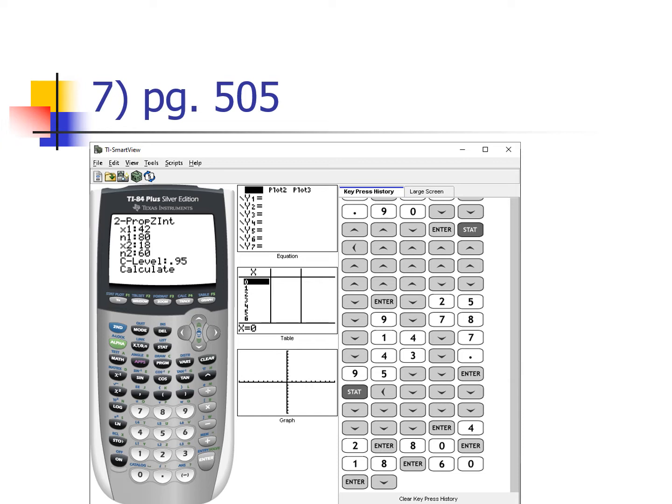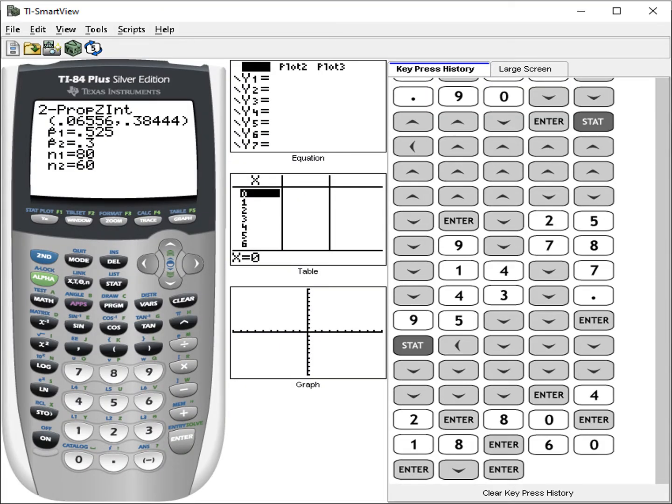So here I am filling in all the information. Not a whole lot to fill in for the proportions. x1 is the number of people that got cured on the first medicine. n1 is the total number of people that were given the medicine. x2 is the number of people that got cured on the second medicine. n2 is the total number of people given the second medicine. And I think we're asked to do a 95% confidence interval, so that's why I picked 95. Plug all those numbers in, select the calculate option, and there we go.